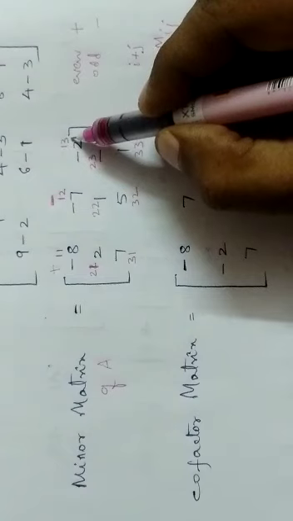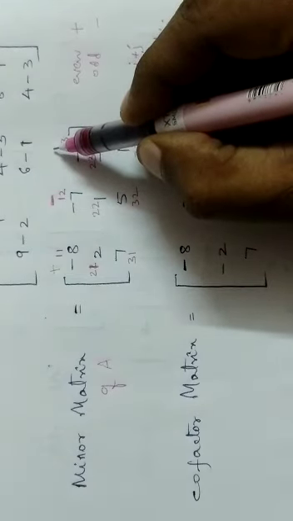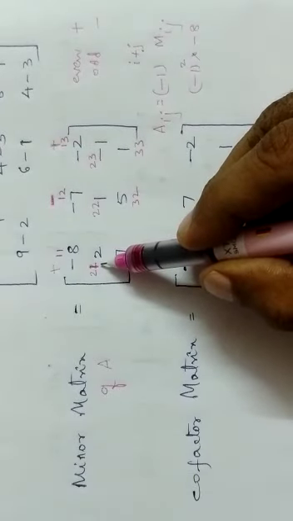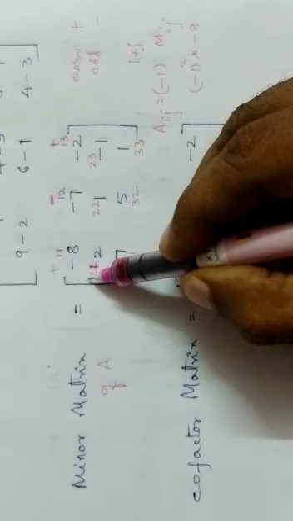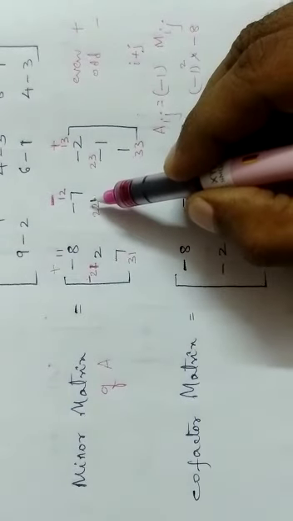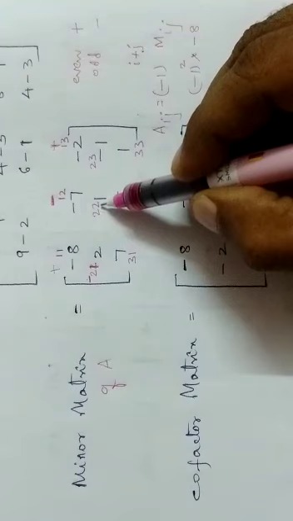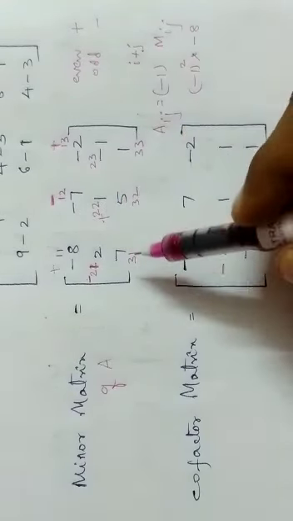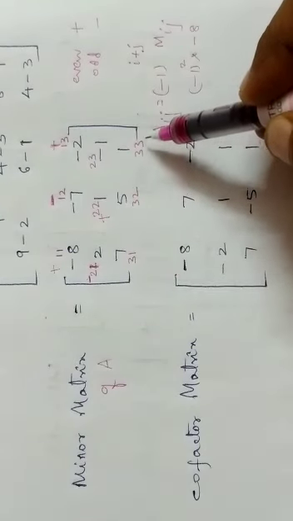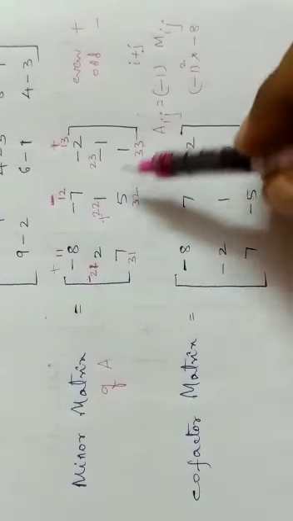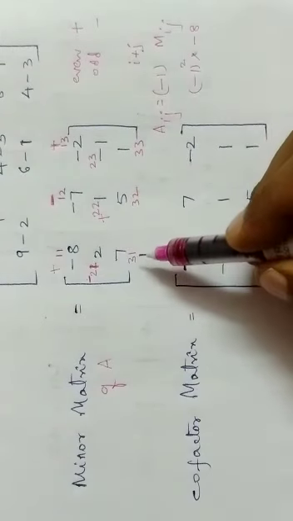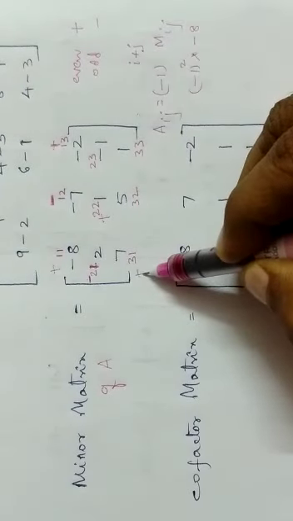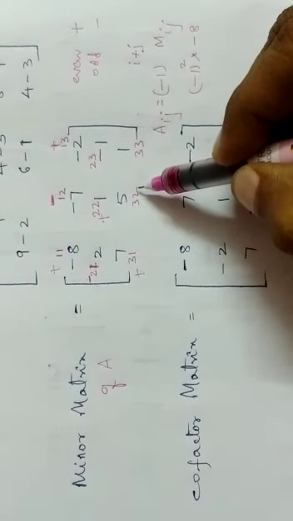1 plus 3, 4. Even, so plus. 2 plus 1, 3. Odd number, so minus sign. 2 plus 2, 4. Even, so take plus. Likewise, take the signs plus or minus accordingly. 3 plus 1, 4. Even number, so put plus. 3 plus 2, 5. Odd, so take minus.